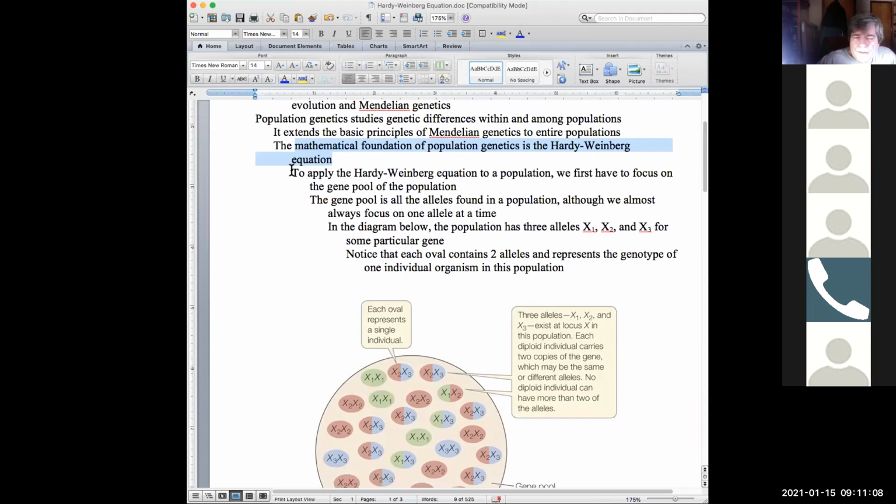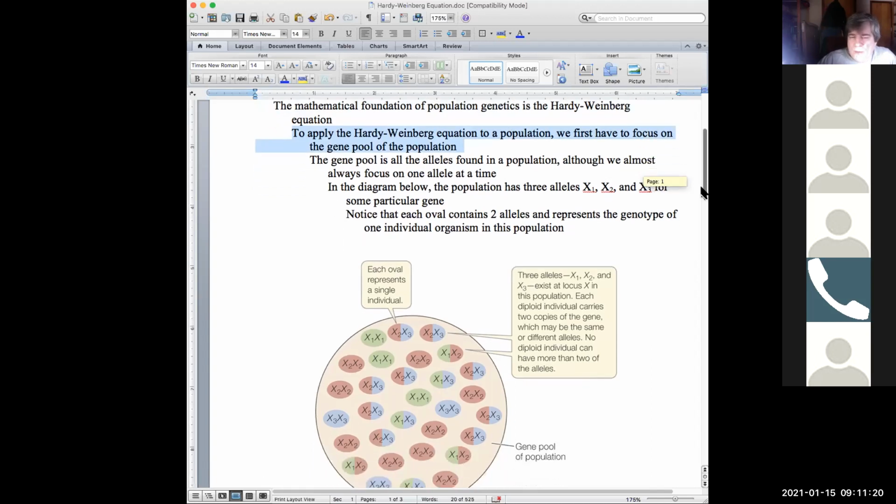And so let's start thinking about this Hardy-Weinberg equation. And to think about Hardy-Weinberg and how we can use it to study the genetics of a population, we have to think about something called the gene pool. And the gene pool is technically all the alleles in a population.